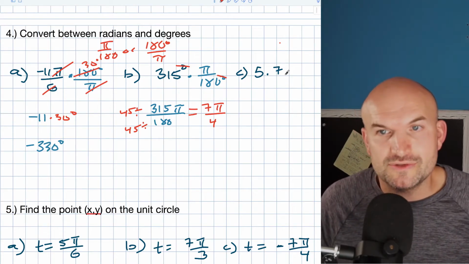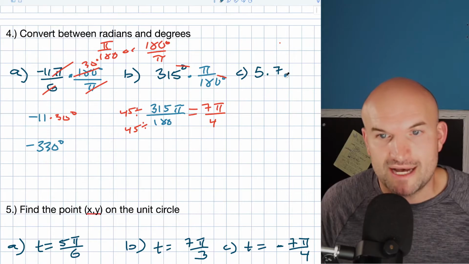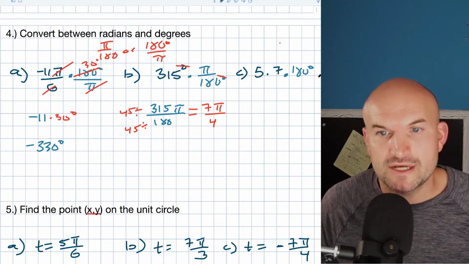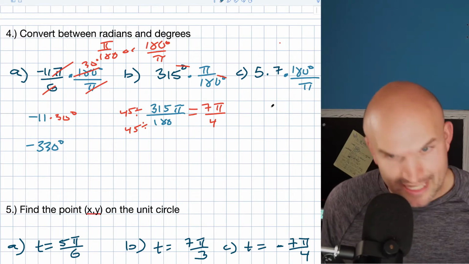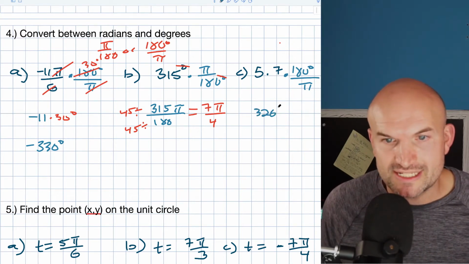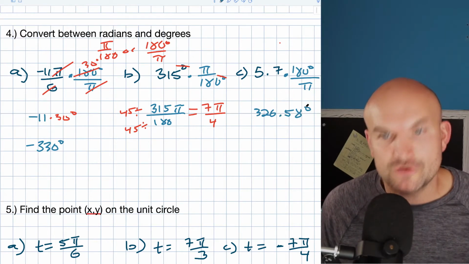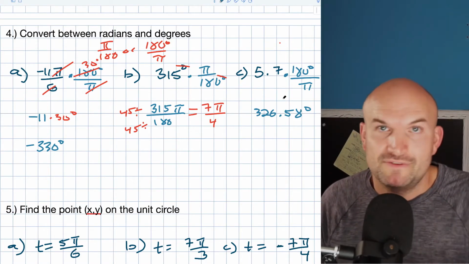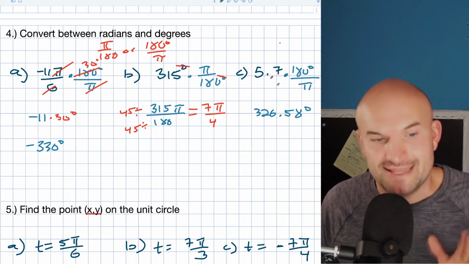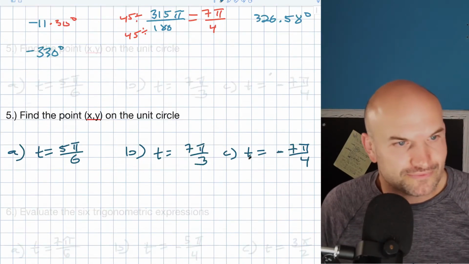So what you're going to need to do in this case is multiply by 180 degrees all over pi, okay? And when you go ahead and do that, you're now going to get an answer of 326.58 degrees. Okay. And again, this is going to be rounded. You can round it in any way. Just want to give you that example, but you're going to have to use your calculator in that example. So be careful with that.